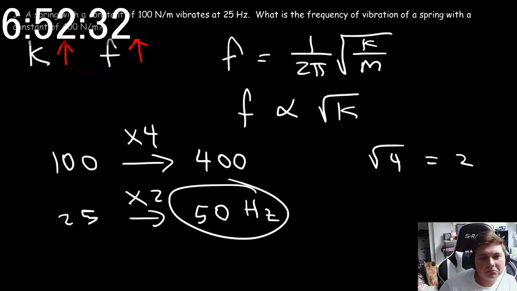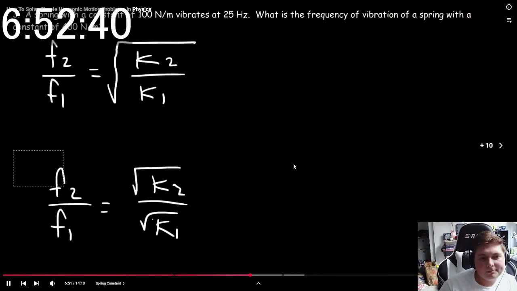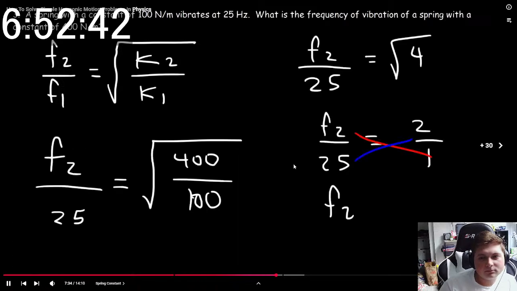Now, if you want a formula for this type of problem, here's how you could derive it. Since we're dealing with two frequencies, let's write a ratio: f2 divided by f1 is equal to the square root of k2 over k1. And that corresponds to 400 over 100. 25 times 2 is equal to 50.